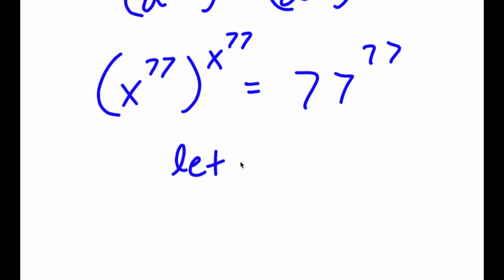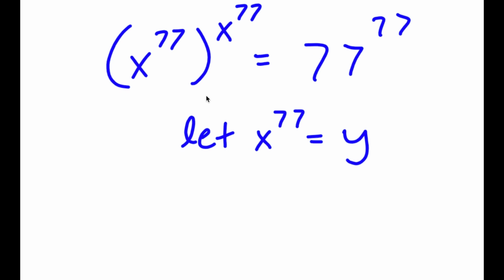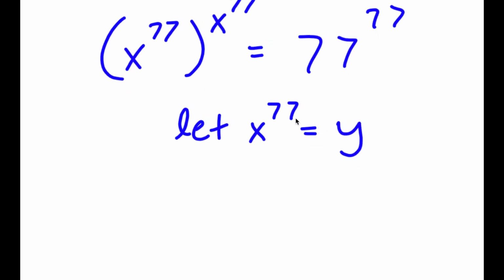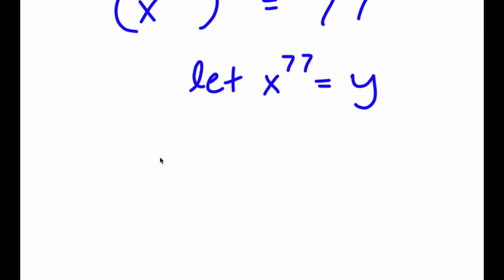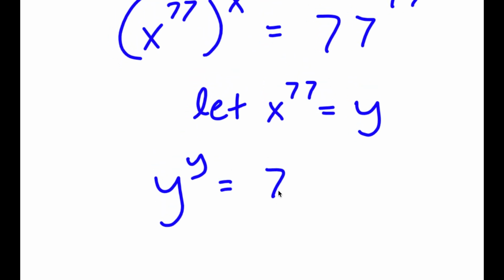Now I'm going to let x to the power of 77 equal to the variable y. So now if I substitute in y for x to the power of 77, I get y to the power of y is equal to 77 to the power of 77.